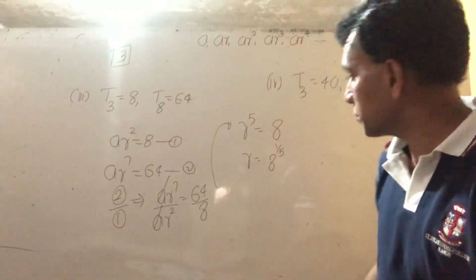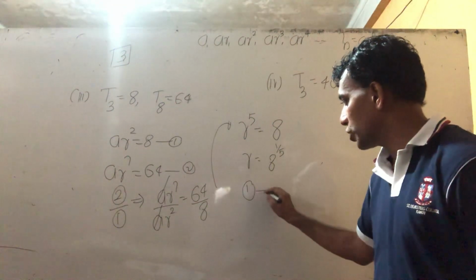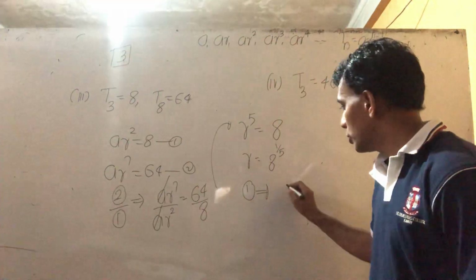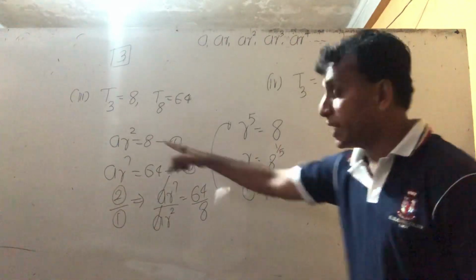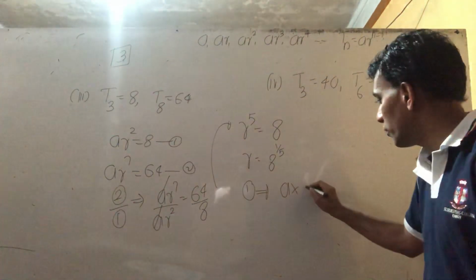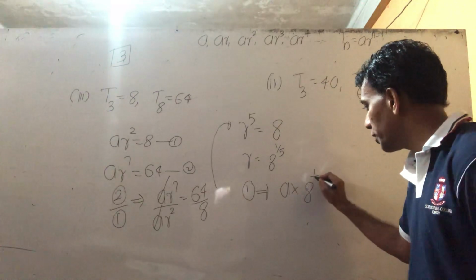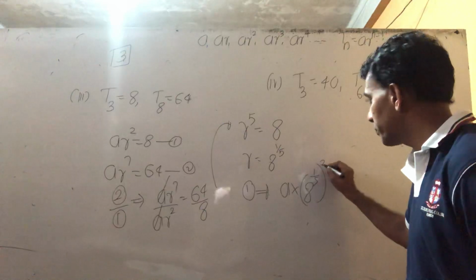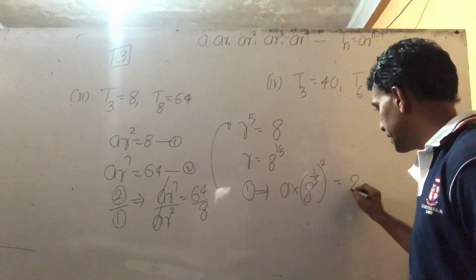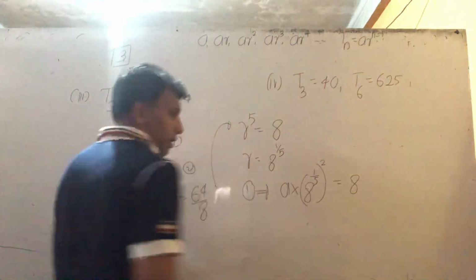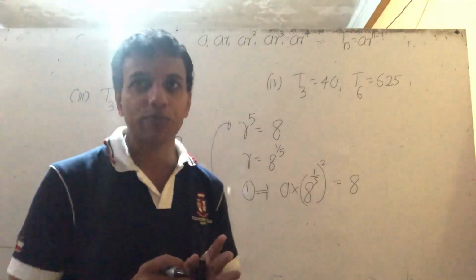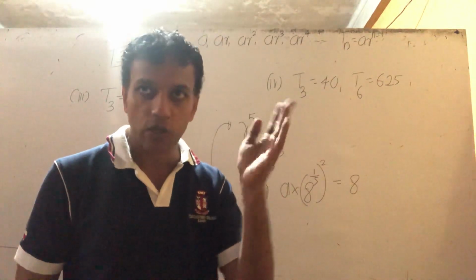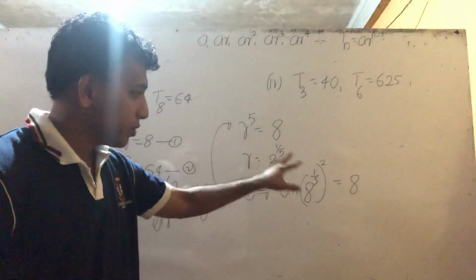Next, find the A by substituting in the first equation. Put the R value: A into R, which is 8 to the power 1 over 5, squared, completely squared, equals 8. Now try to simplify. Sometimes they get confused by this values problem. Some miss the question. But anyhow, no matter, every mathematical question has a solution. Try to find this.